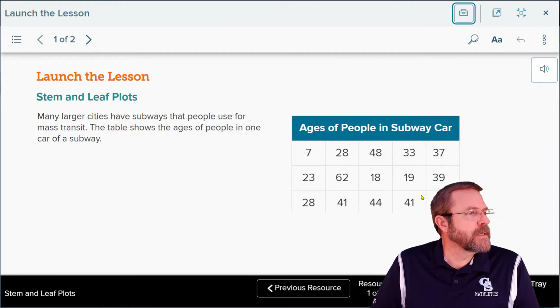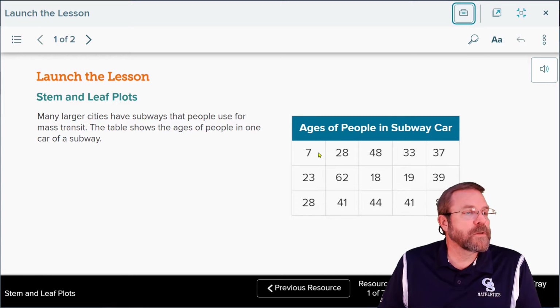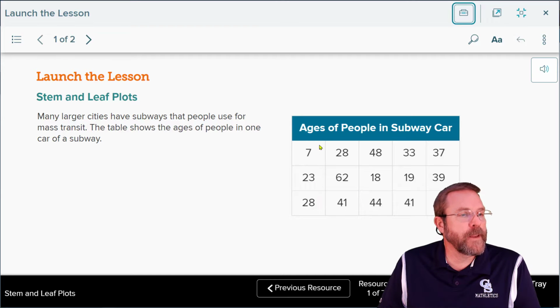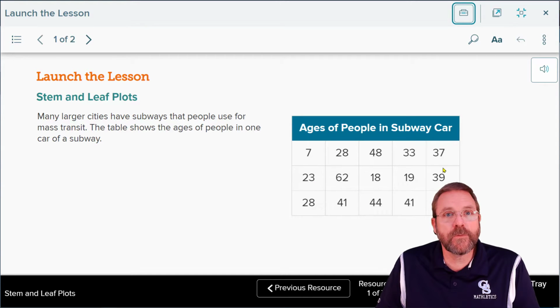Many larger cities have subways that use people for mass transit. The table shows the ages of the people in one car of a subway. So you can see all the different people in this car. There's a total of 3 by 5, which is 15 people in the subway car. And of those 15 people, the ages of each one is listed, with the youngest being 7, the oldest being 62.